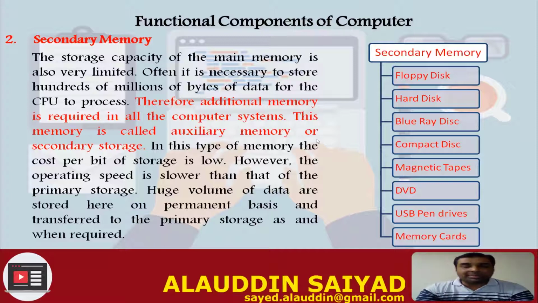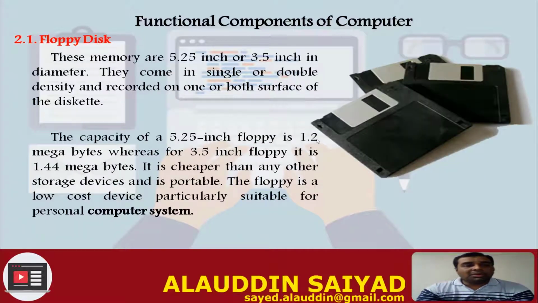So the secondary memories are floppy disks, hard disks, Blu-ray discs, compact discs, magnetic tape memories, DVDs, USB pen drives, memory cards, and so on. Floppy disk. These disks are 5.25 inch or 3.5 inch in diameter. They come in single or double density, as data is recorded on one or both surfaces of the disk. The capacity of a 5.25 inch floppy is 1.2 MB, whereas a 3.5 inch is 1.44 MB.